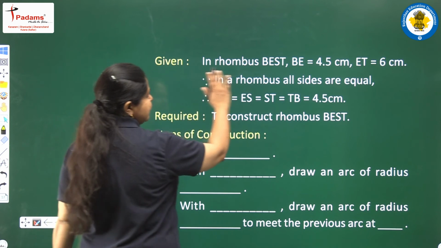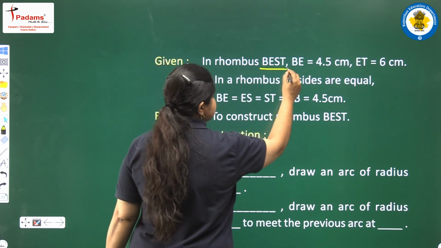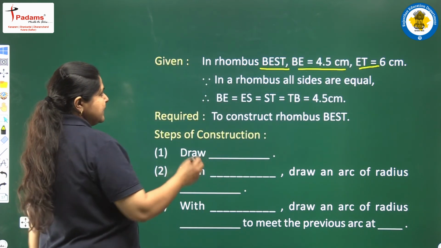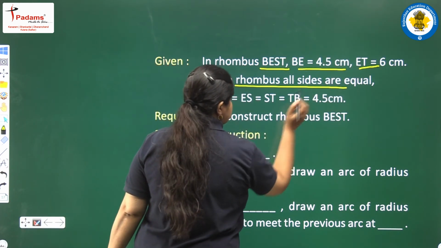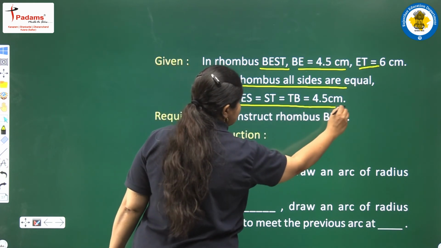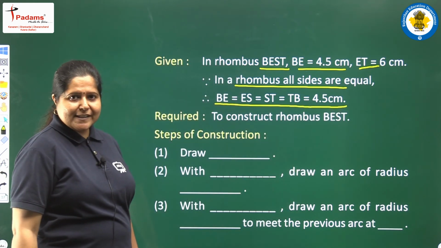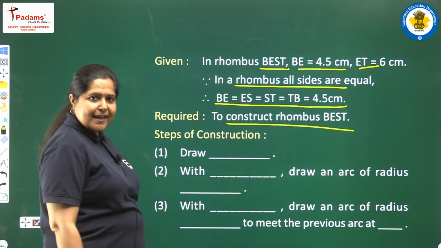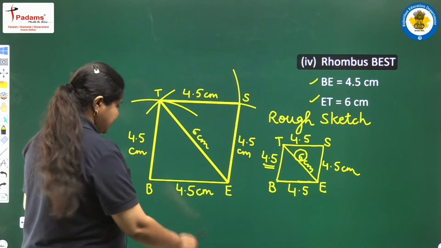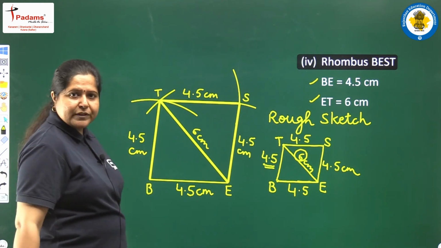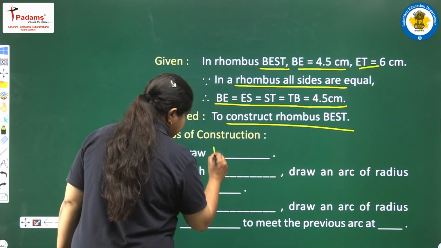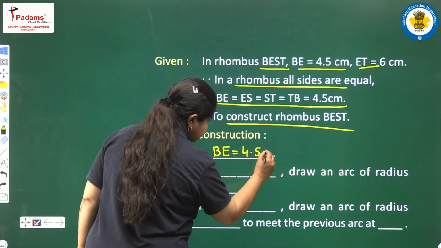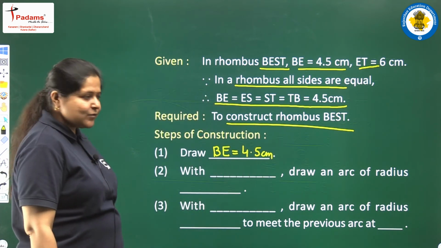First we will write whatever has been given. In rhombus BEST we have been given these two measurements, and here you need to mention that in a rhombus all sides are equal, and so we will have all these four sides equal to 4.5 centimeters. Then it is required to construct rhombus BEST, and from where we started with BE measuring 4.5 centimeters. So, first step, draw BE equal to 4.5 centimeters. Then what next we did?